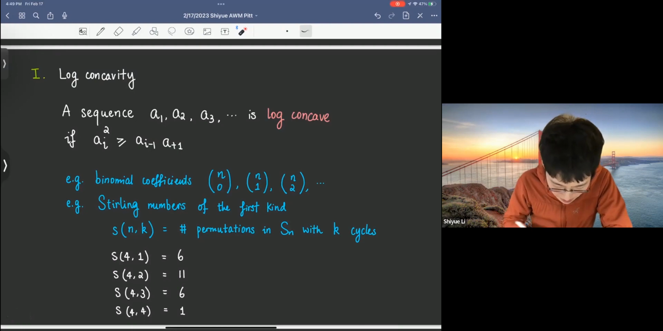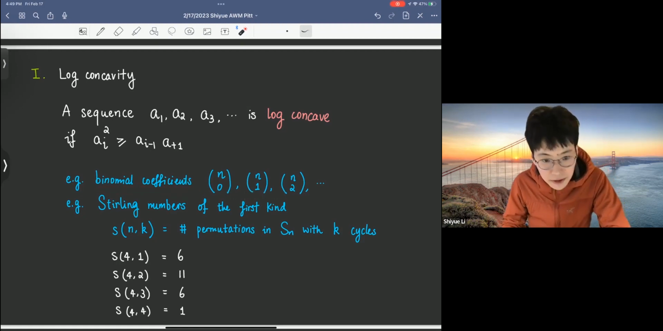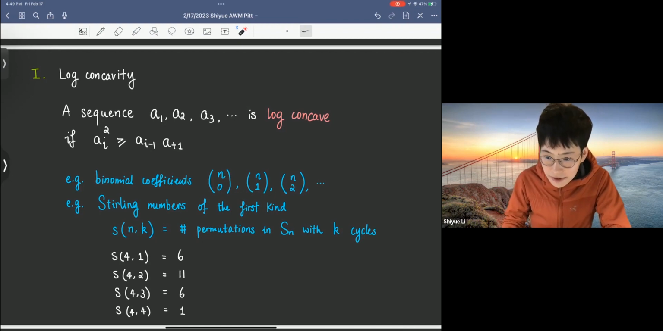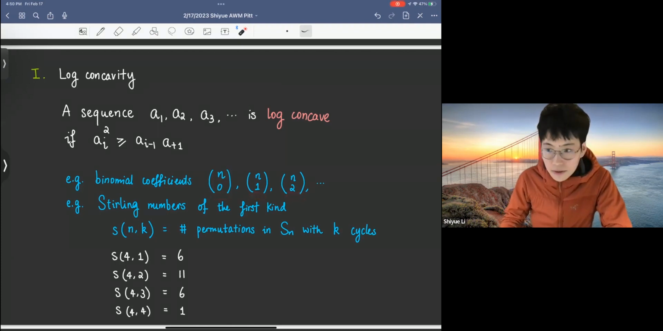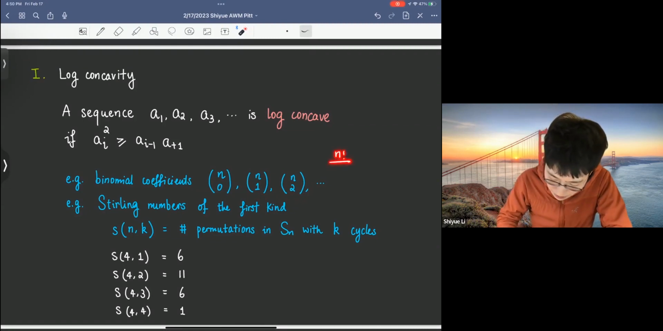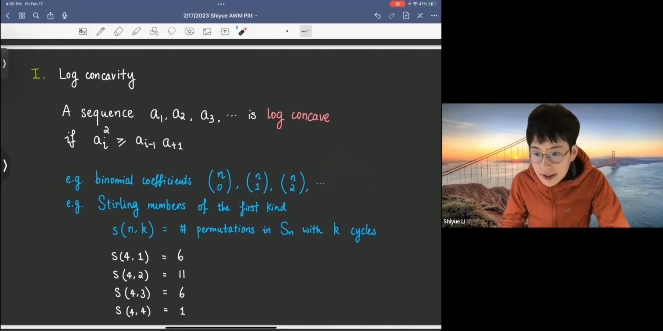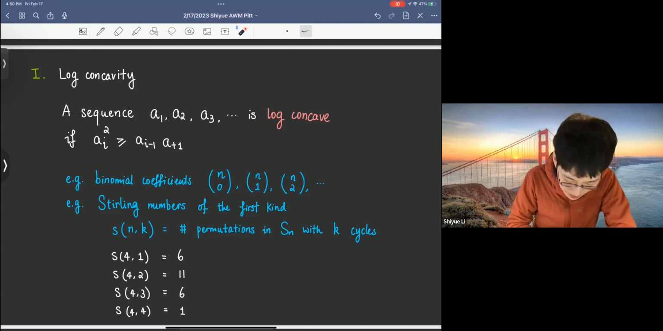So here are some examples. The most familiar combinatorial sequence, binomial coefficients, is actually log concave. If you fix an n and then you compute n choose 0, n choose 1, n choose 2, and so on, this forms a log concave sequence. You can compute this using, say, your favorite formula, n factorial divided by (n minus k) factorial divided by k factorial, or you can use your favorite combinatorial trick to check that this actually holds.